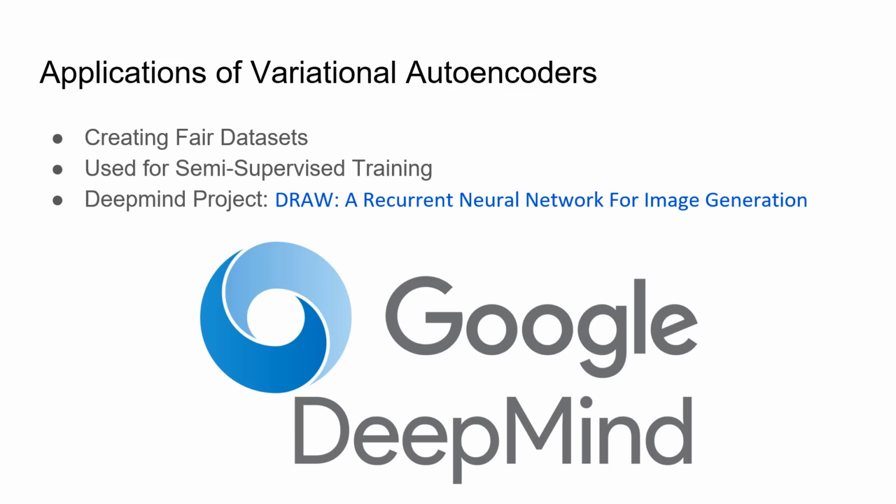The thing that benefits the most is that sometimes it can be hard to find images that are all labeled. So in this case, you don't need that many labeled images. And finally, another cool application that was pretty recently done by Google's DeepMind was a project called Draw, which is a recurrent neural network for image generation. So basically, they were able to draw images. And they used variational autoencoders along with reinforcement learning to accomplish this complex task.